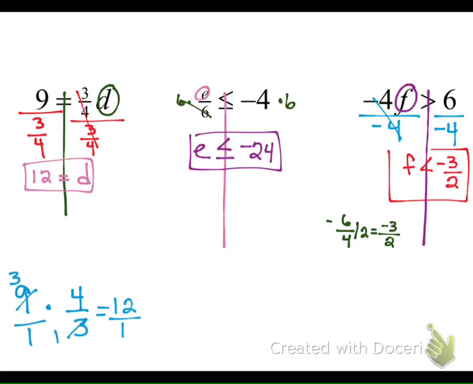So f, what do we got here, guys? f is less than negative 3 over 2. So remember, the alligator eats the larger number. Any questions on that? I feel like walking around, you guys did pretty good for the most part.